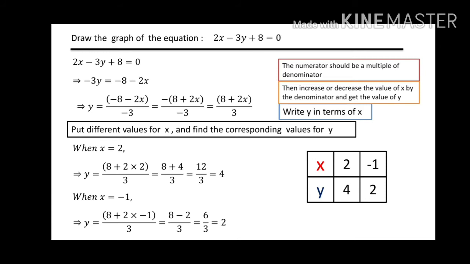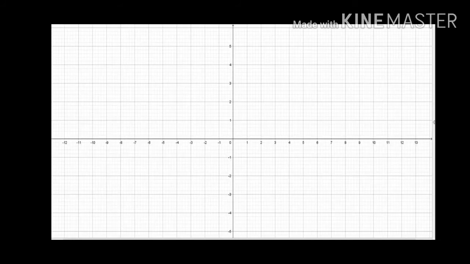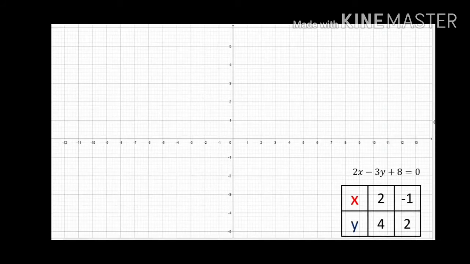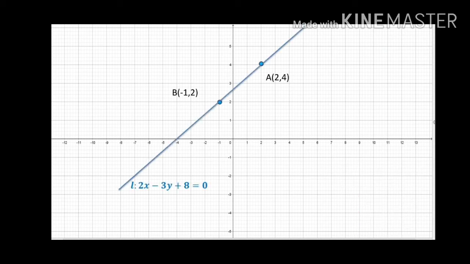It is advised to take one more solution so that we get a perfect graph. Now we will be plotting this. So first we have 2 comma 4. Next we have minus 1 comma 2. Now we will draw a line through this, and this line represents 2x minus 3y plus 8. So here we can say that on this line, if you take any point, like you can see here on x-axis, if you take minus 4 and y, it will be 0. So minus 4 comma 0 will be a solution of this equation. Any point on this line is a solution of the equation 2x minus 3y plus 8 is 0.